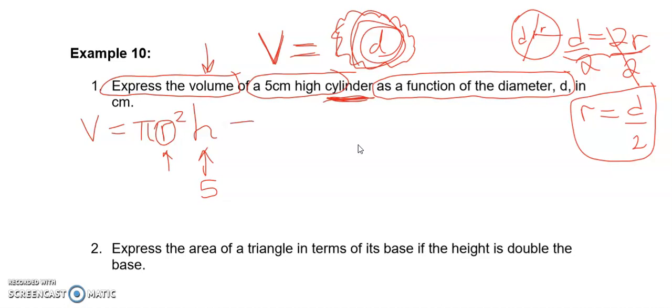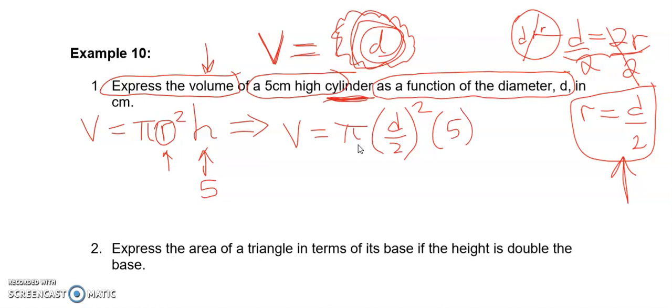Watch carefully. This implies that volume is equal to pi. I'll leave the pi there. Now in place of R, I write D divided by 2. That's what R is equal to according to our secondary function. Don't forget that part gets squared. And then in place of the H, I'm just going to write 5. Now remember, when you do come up with this formula, it's a function of the diameter D in centimeters.